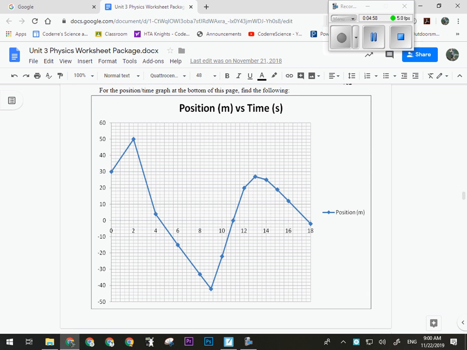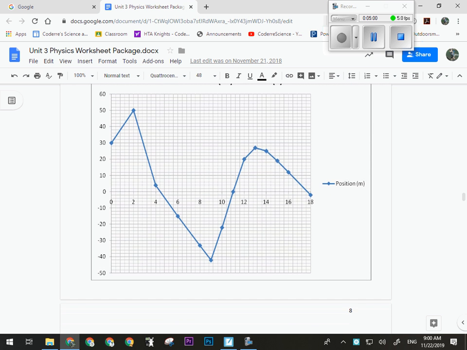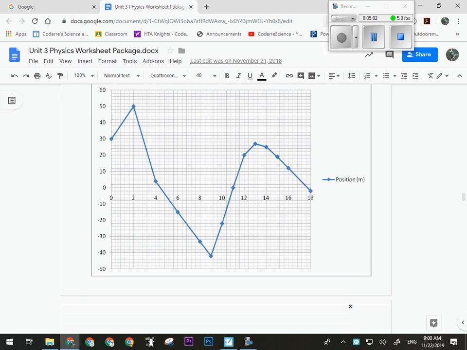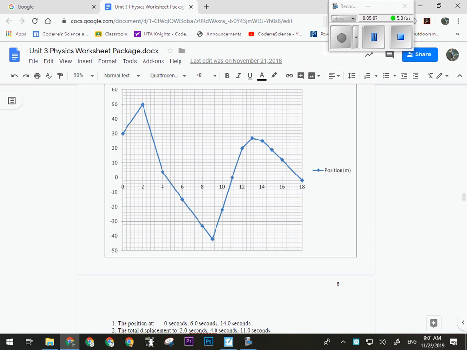Okay, so we've got this position versus time graph here. It has a bunch of different sections on it, and I can't even get the rest of it on the screen. The questions are under the graph on the next page.